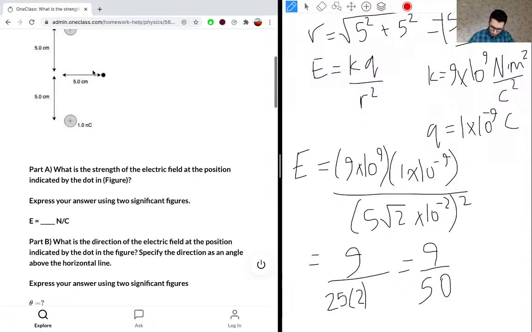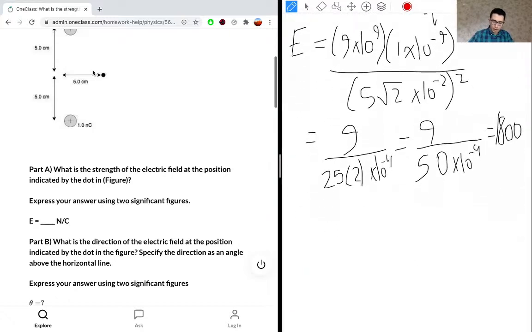Actually, this is times 10 to the negative 4. I missed that component. It will be 50 times 10 to the negative 4. And this will give us 9 divided by 50 times 10 to the negative 4. That'll give us 1,800.